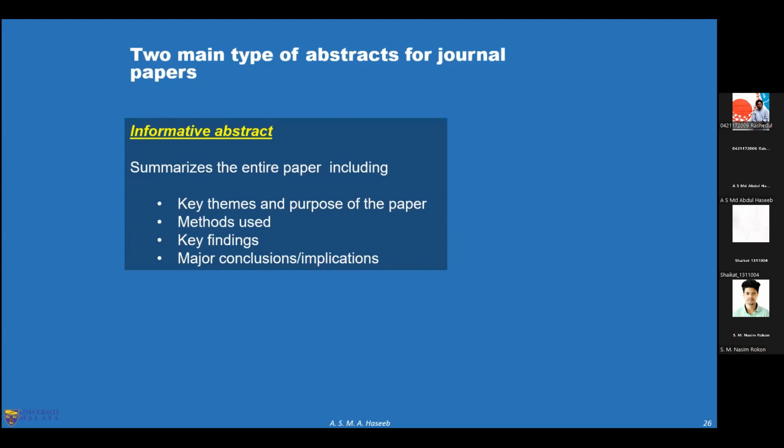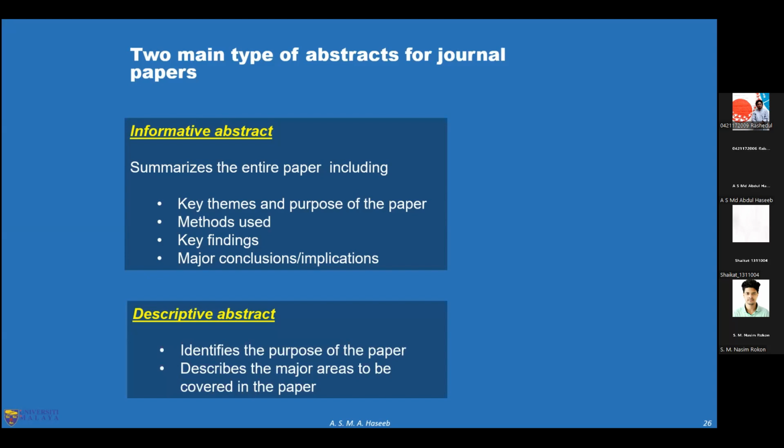There are two types of abstract, broadly speaking. One type is called informative abstract. So in this kind of abstract, the key themes and the purpose of the paper are highlighted. The methods used are shown. The key findings are written down clearly, and the major conclusions or implications are also presented. We have another type, which is called descriptive abstract. In the descriptive abstract, we identify the purpose of the paper. Then we describe the major areas that will be covered under the paper.